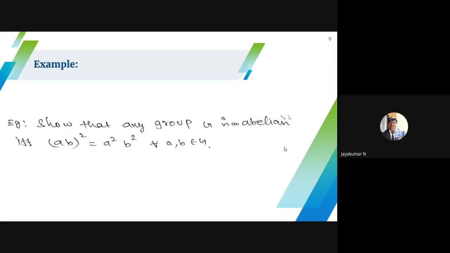Show that any group G is abelian if and only if the identity holds. This is an if and only if. That means first I assume that G is abelian, then I have to prove the identity. Then I assume the identity, then prove that G is abelian. You already studied this example in your discrete mathematics, so skip this. Just see the proof.